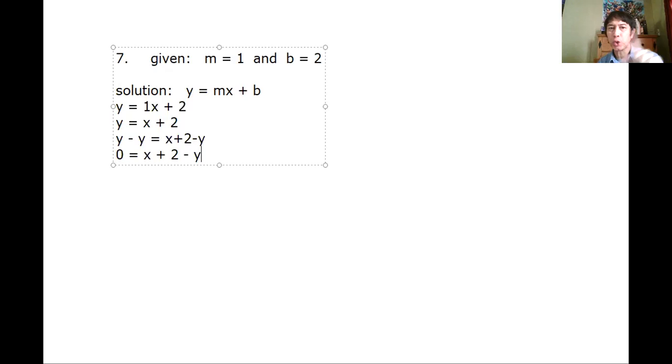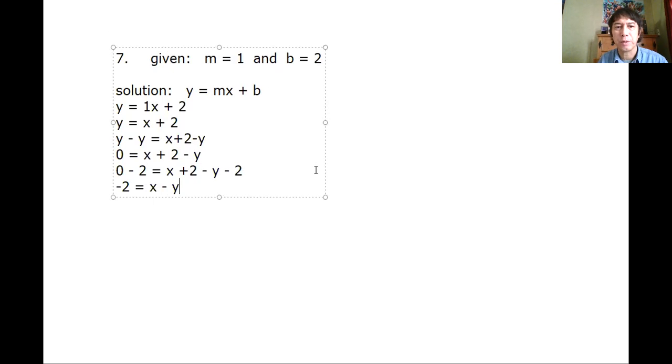Now, that number 2 should go to the other side, and the x and y terms are together. We can do that by way of subtraction. So 0 minus 2, x plus 2 minus y. We subtract 2. And the left side is -2. 0 minus 2 is -2. And the right side will just be x minus y. The 2 and the negative 2 cancel out to 0.